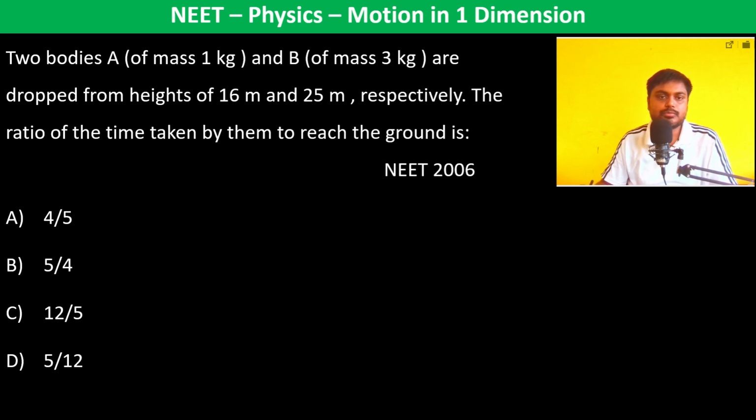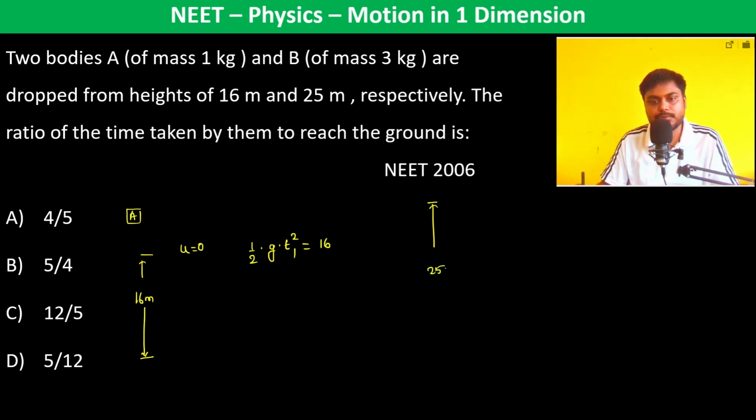Two bodies, A of mass 1 kg and B of mass 3 kg, are dropped from heights of 16 meter and 25 meter respectively. So this is A, which is dropped from a height of 16 meters. Now since it is dropped, initial velocity is 0. So therefore half into g into t square is 16. Let us take it as t1. For B, the height is 25 meters. So therefore half into g into t2 square is equal to 25.